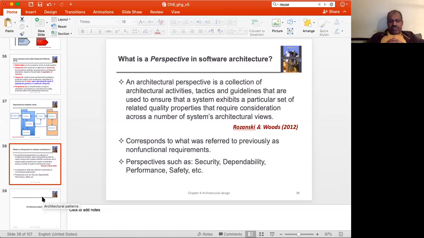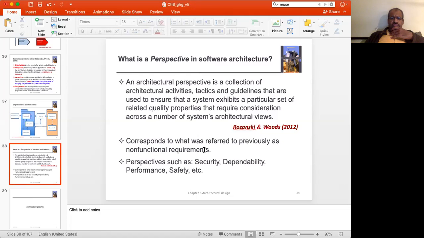Here's a definition of perspectives. An architectural perspective is a collection of architectural activities, tactics, and guidelines that are used to ensure that the system exhibits a particular set of related quality properties that require consideration across a number of systems architectural views. Yeah, so these are properties that require consideration across a number of architectural views. So all of these views are relevant or will have something to say or some concern about the perspectives that you want to make sure is realized in the final software system.